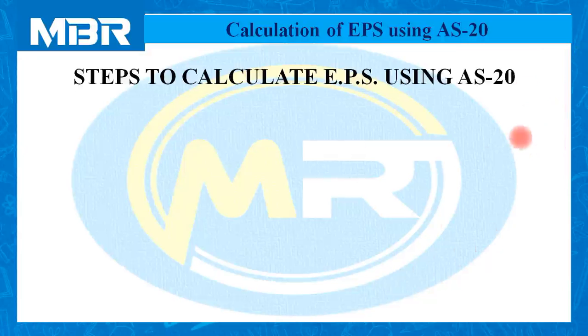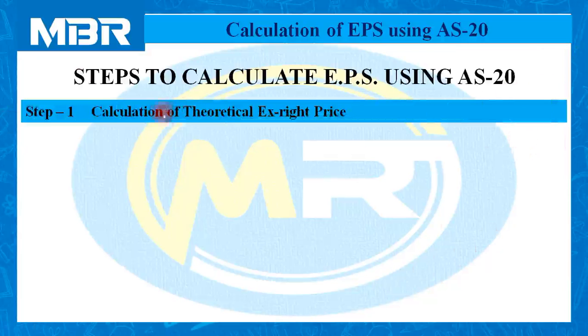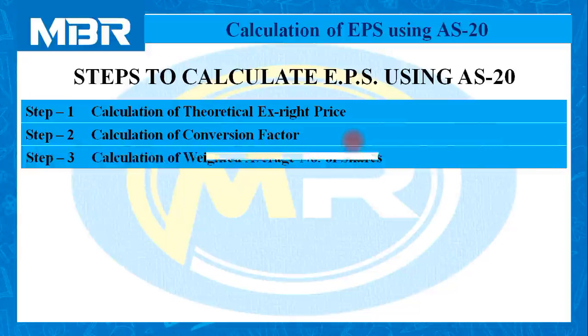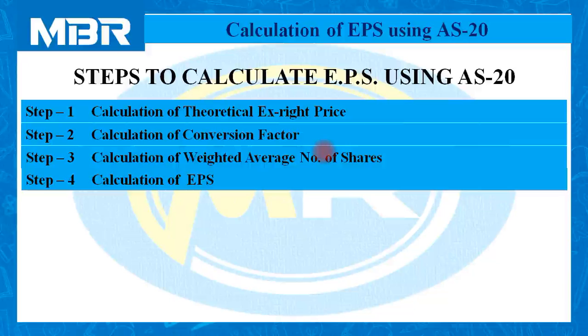The first step is calculation of theoretical ex-right price. Second step is all about calculation of conversion factor. Third step, calculation of weighted average number of shares. That is the most important calculation for all of us in order to secure the marks. And step number 4 is calculation of EPS.